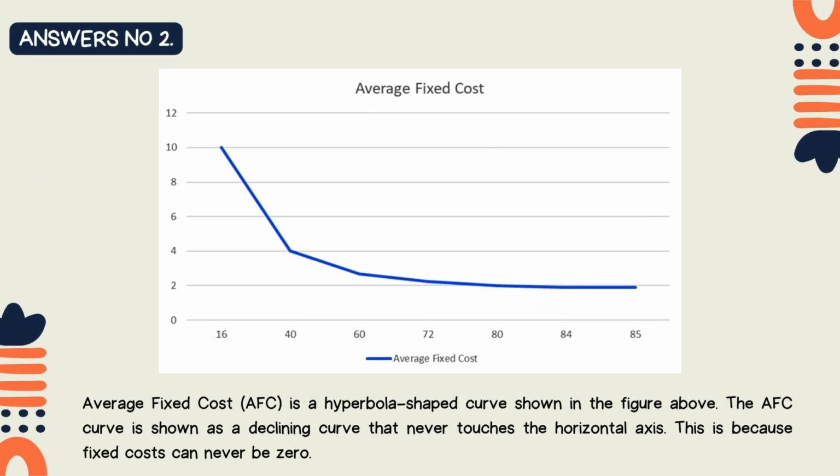This is the graph drawn based on the calculation for the average fixed cost. Average fixed cost is a hyperbola-shaped curve, as shown in the figure above. The AFC curve is shown as a declining curve that never touches the horizontal axis. This is because fixed cost can never be zero.